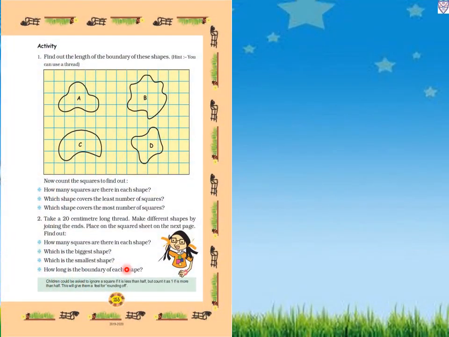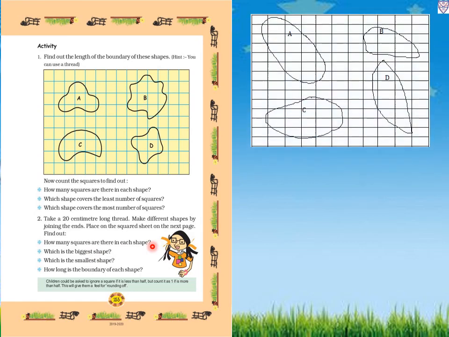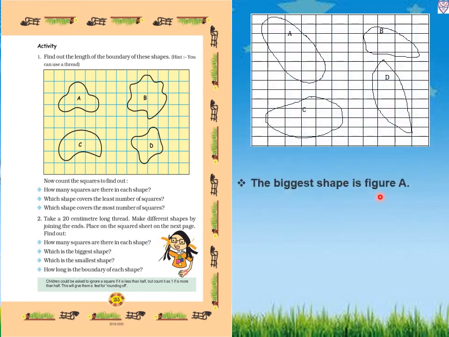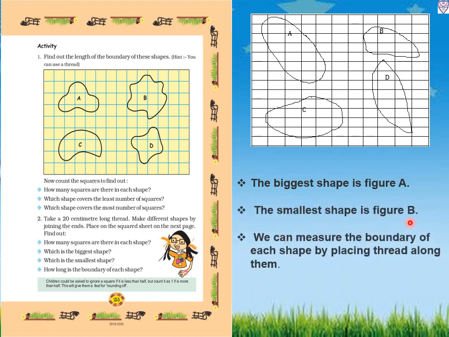Now next, which is the biggest shape? That is figure A. Which is the smallest shape? The smallest shape is figure B. How long is the boundary of each shape? We can measure the boundary of each shape by placing thread along them.